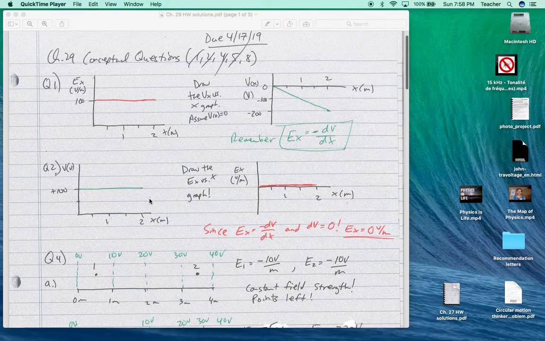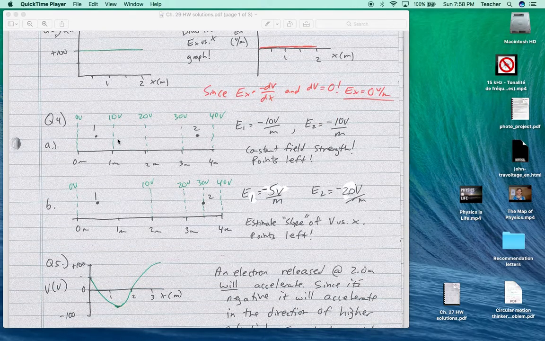For question 4, parts A and B, I got the electric field for 1 and 2 is negative 10 volts per meter because it was a uniform field. So you would look at the slope at this instant and at this instant. And remember, the field is pointing to the left because the higher potentials are to the right. Here, also the fields are pointing to the left, but it is non-uniform. So this is a little bit tougher for point 1.